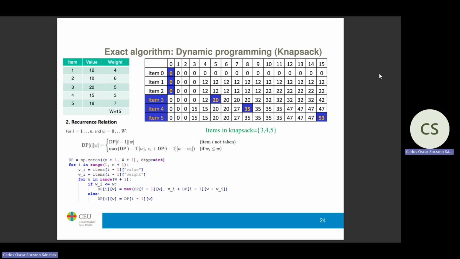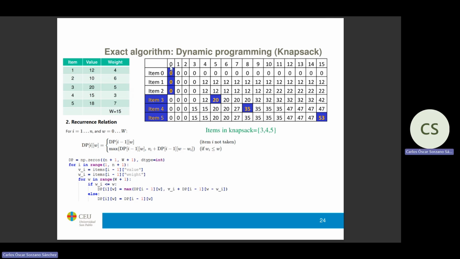Okay, so we construct a full table, and then we explore with this capacity, what is the maximum value I can take? So the maximum value I can take is 53. Okay, how did I get this 53? So either you keep track of how you got to this element.